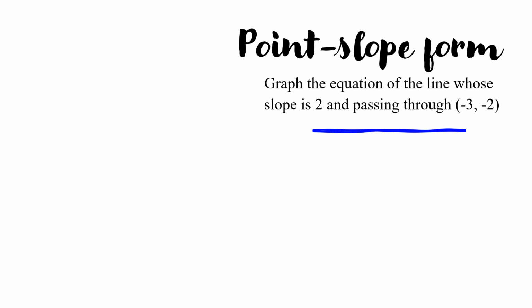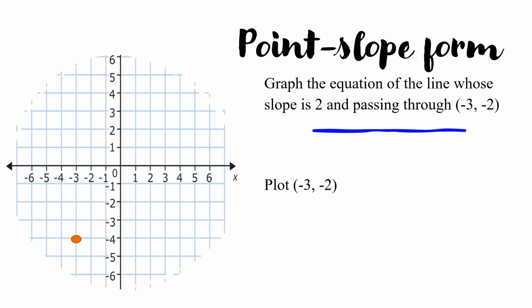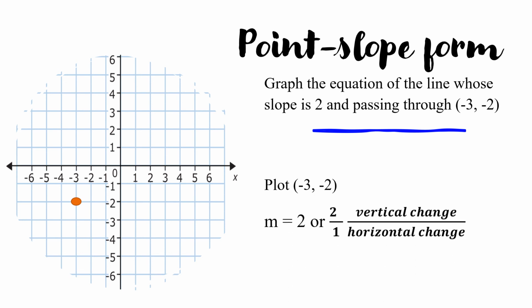So in this case, we need to graph or plot the point (-3, -2). So let us plot the point (-3, -2). Here is the point (-3, -2). And to find the other point on the graph, we need to use the slope of the line. Since the slope of the line is 2, which is equal to 2 over 1, because 2 divided by 1 is also 2, let us use 2 over 1.